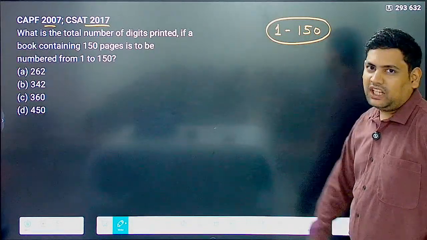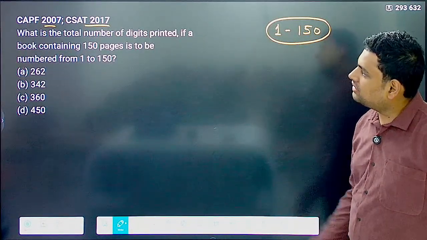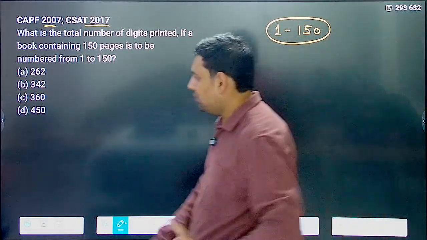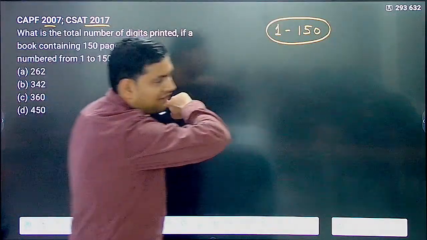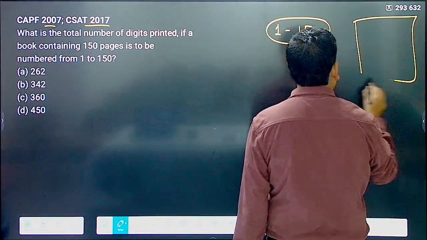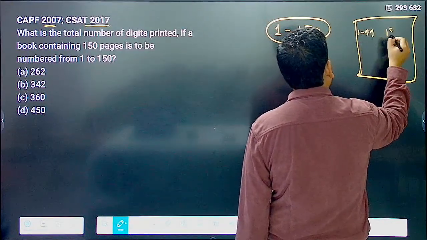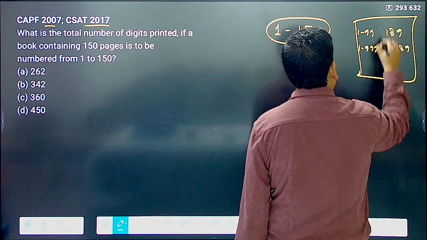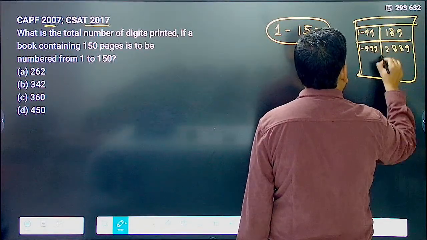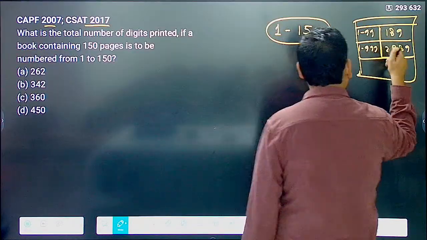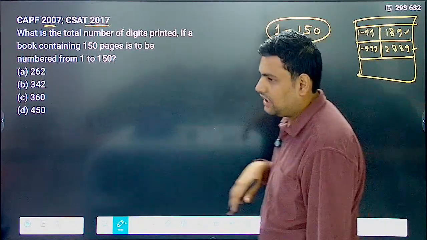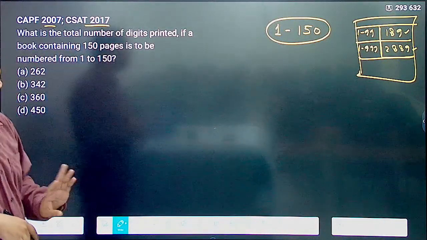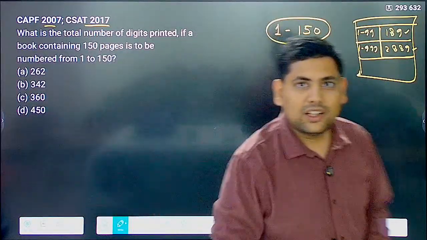So 1 to 150 you have to count how many digits will be used. Now always remember, we keep using these two numbers. If you ever see a question from this topic, just note down this, that 1 to 99 is 189, 1 to 999 is 2889. These two are your golden numbers. If you remember these two, 189 and 2889, you are very much in line. So now I have to count from 1 to 150. How many digits are used?